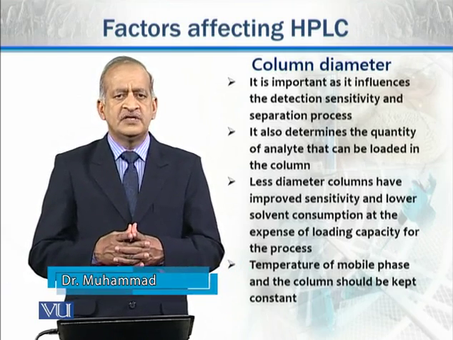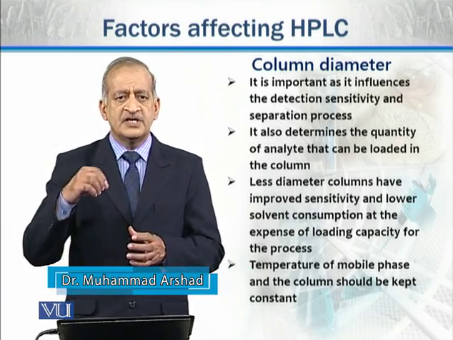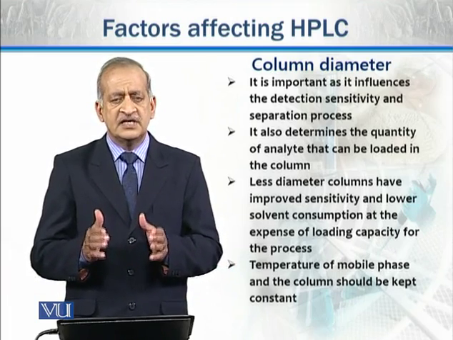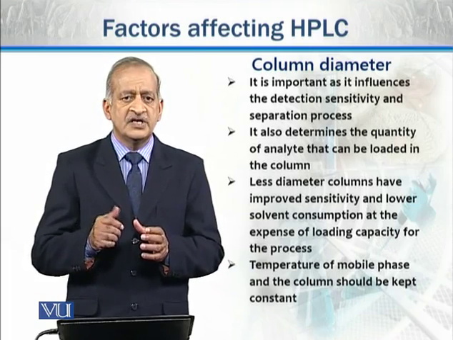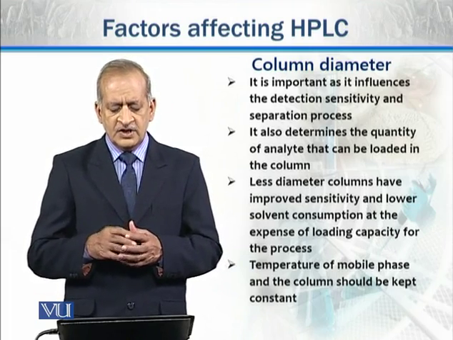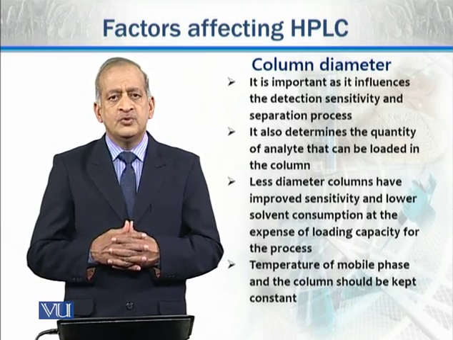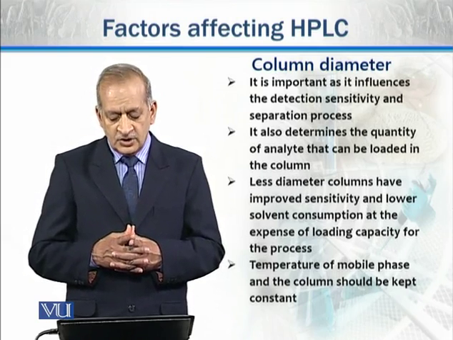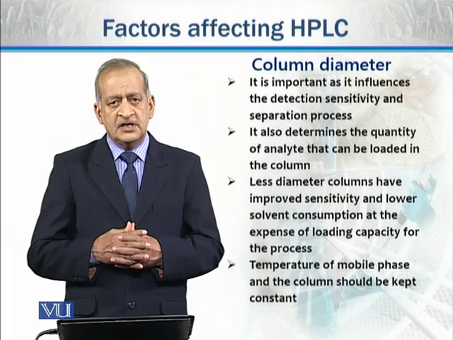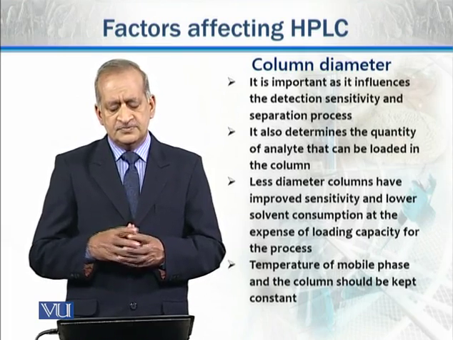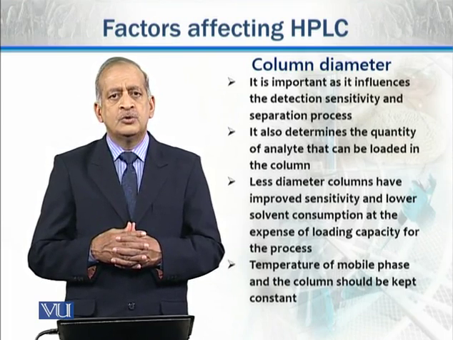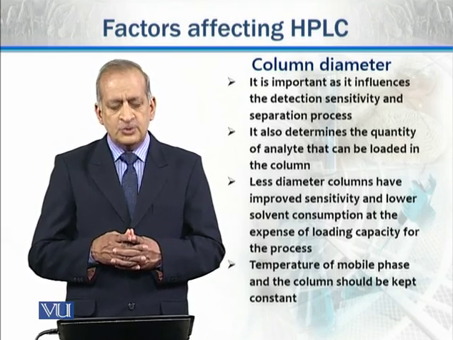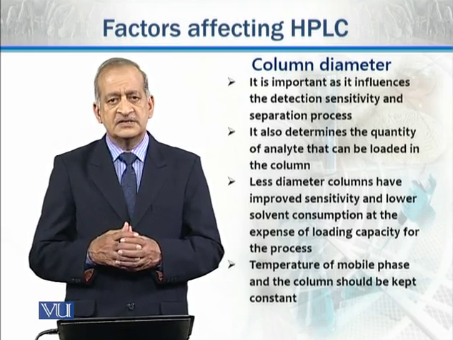We know if it has more diameter, we can inject more sample in the column. And if it has less diameter, we can inject a small sample in the column. Less diameter columns have improved sensitivity and lower solvent consumption at the expense of loading capacity for the process. But at the same time, we have to apply more pressure here. Temperature of the mobile phase and the column should be kept constant for better separation.